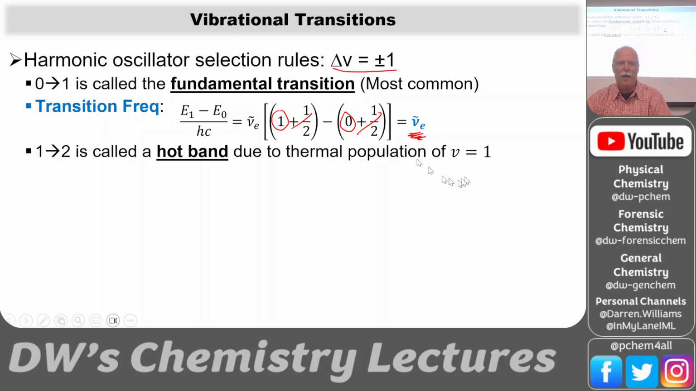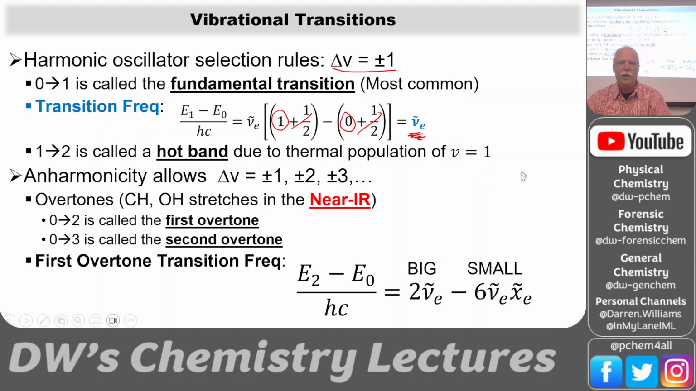1 to 2 is a hot band due to thermal population of V equals 1. And anharmonicity, this is where it opens up. Anharmonicity allows plus or minus 2, plus or minus 3, plus or minus 4, and so on. So we do have overtones. 0 to 2 is the first overtone. 0 to 3 is the second overtone. That's confusing because you don't see a 1 anywhere in here.